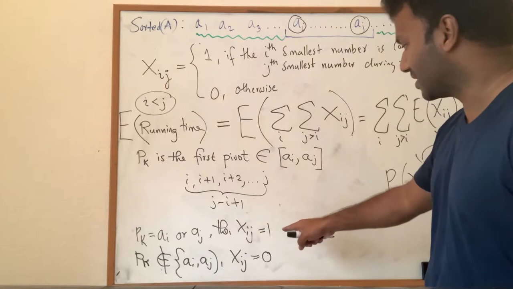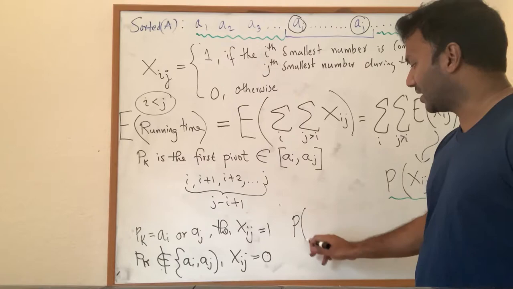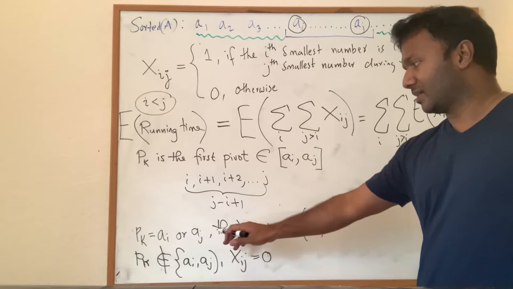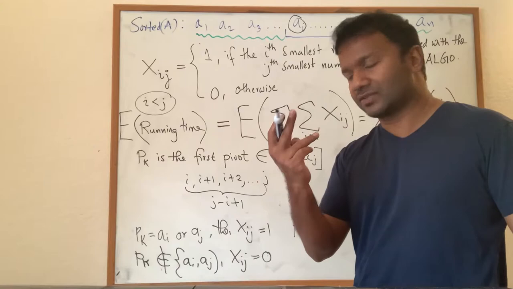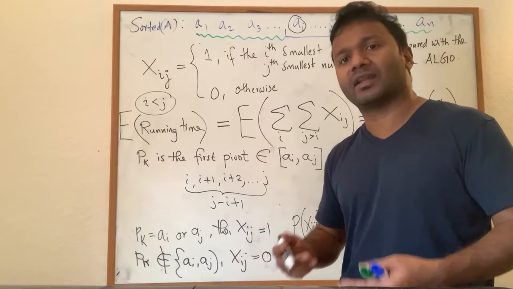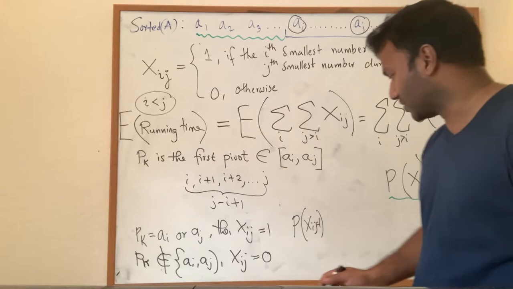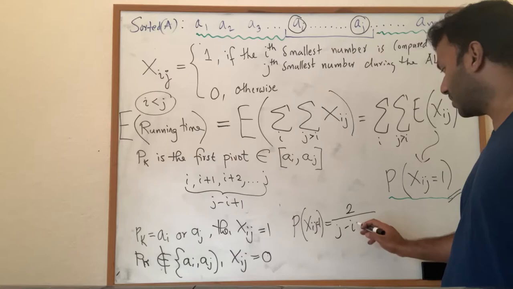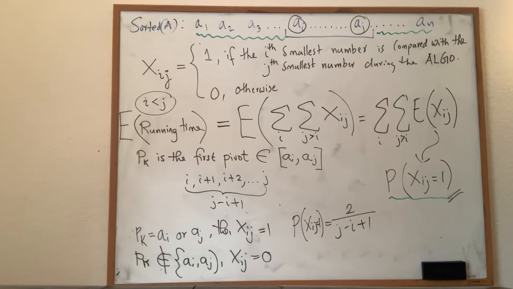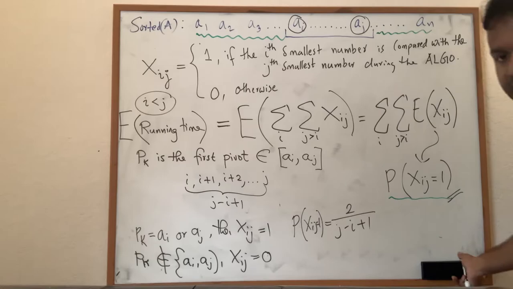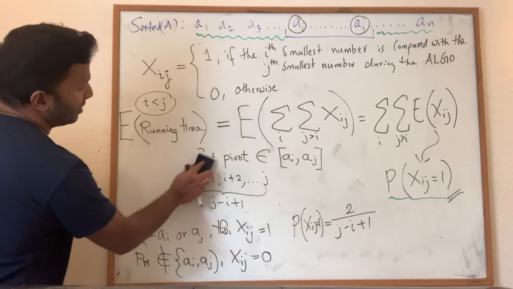So what is the probability that Xij is equal to 1? What is the probability that Xij is equal to 1? You need to pick either Ai or Aj as the pivot. There are two elements which are in favor of you among these j minus i plus 1 different possibilities. That means this probability is nothing but 2 over j minus i plus 1. So I have this quantity ready here. This is the same as this, and I already got what that is. So now the rest is just simple calculations. All right, so let me go ahead and do the math part.